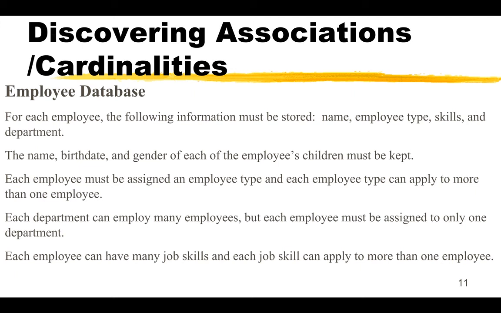Now let's look at the third line. Employee must be assigned an employee type. Well, it can be applied to more than one employee. So employee type must be another entity, and it can apply to more than one employee. So you have a one-to-many relationship. Looking at department, we talked about department before, so you can have one-to-many. And the same thing with job skills. We can have one-to-many. This is pretty straightforward.